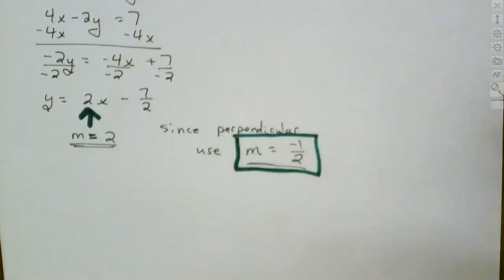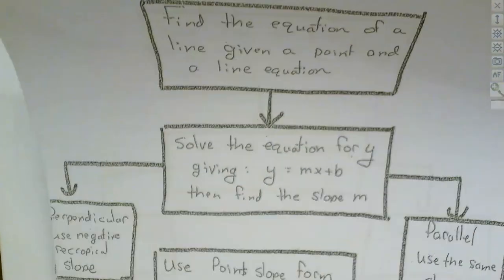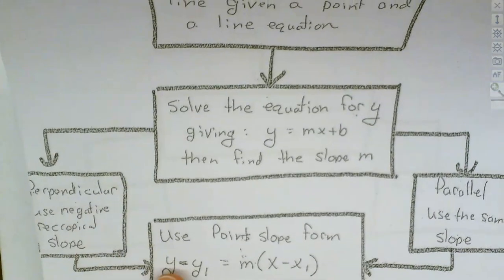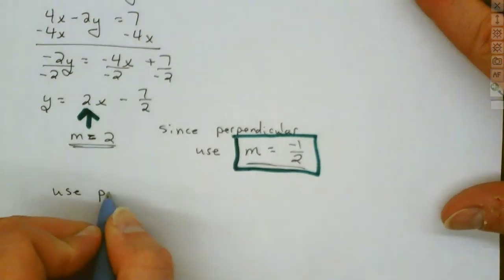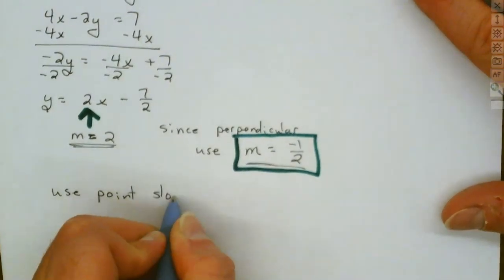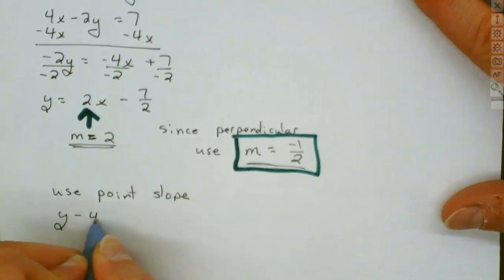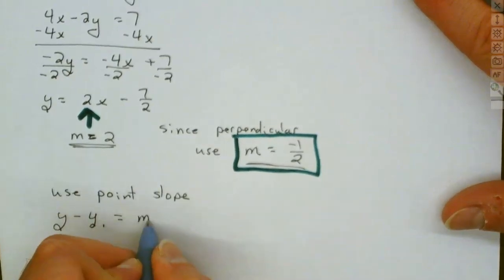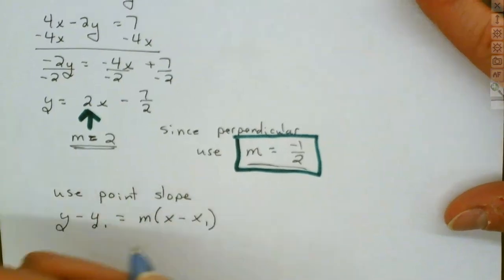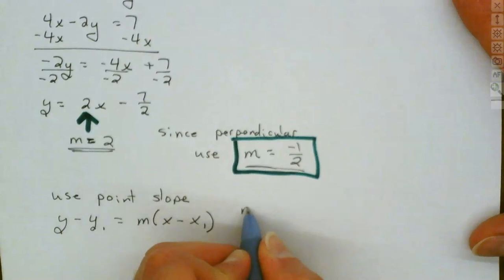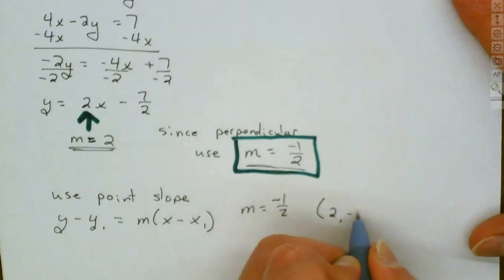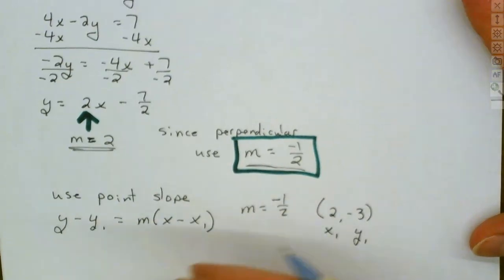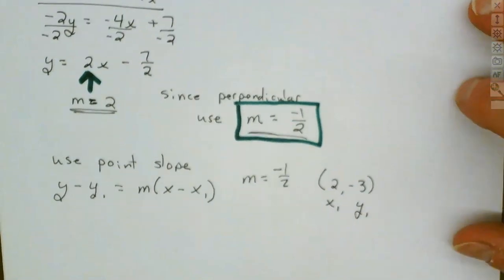Once we've gotten to this step, now we proceed. And what does it tell us to do? Okay, it says if we're here, we're going to move on, and we're going to use the point-slope formula, which is y minus y1 equals m times x minus x1. And we're going to be using this slope of minus 1/2. And we're going to use that point, 2, negative 3. So that is x1, and that is y1.